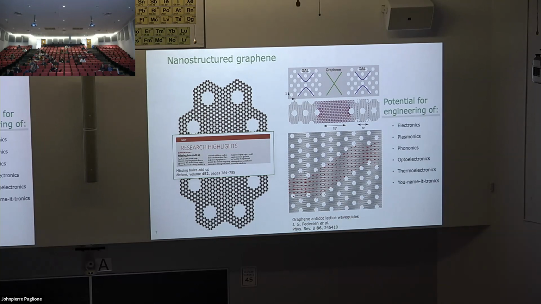And as I said, once you change the band structure, you change the fundamental properties. So you can engineer the electronic properties, plasmonic, optical properties, whatever you want to call it. A very powerful approach.